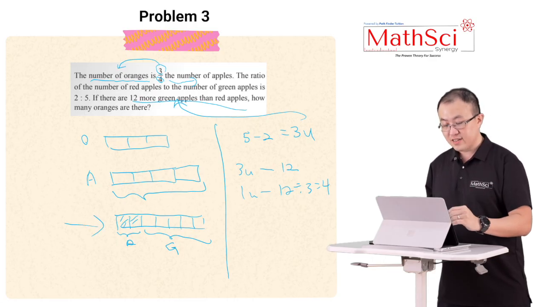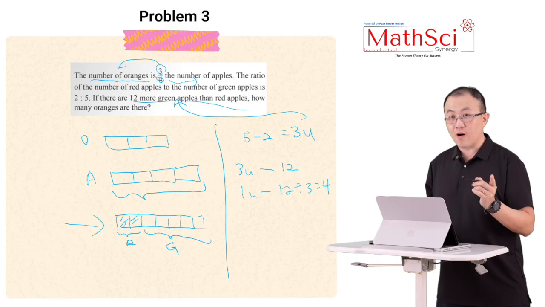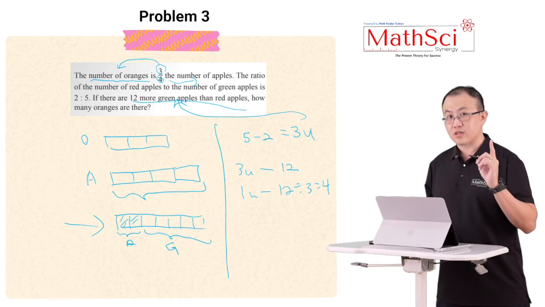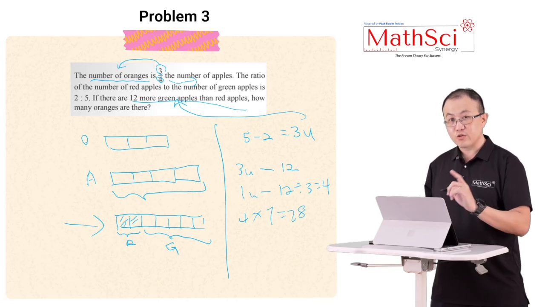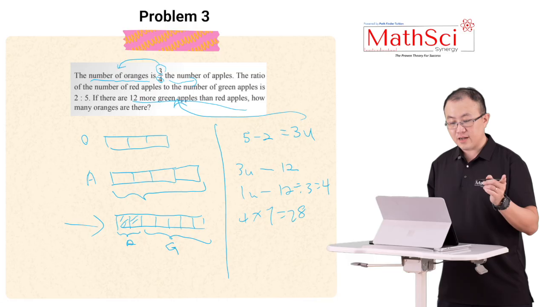One box is 4. Then I want to find the amount of orange. So why don't we find the total amount of apple first? So 4 multiplied by a total of 7, we get 28. Okay, 28. So this is the total number of apples.